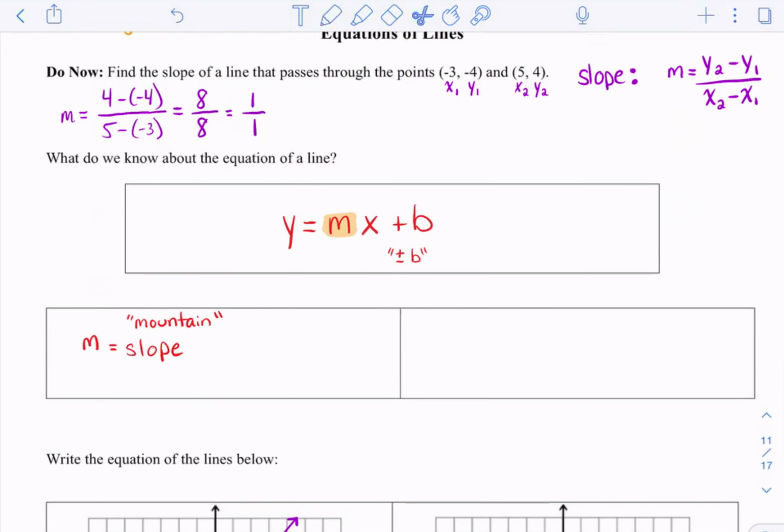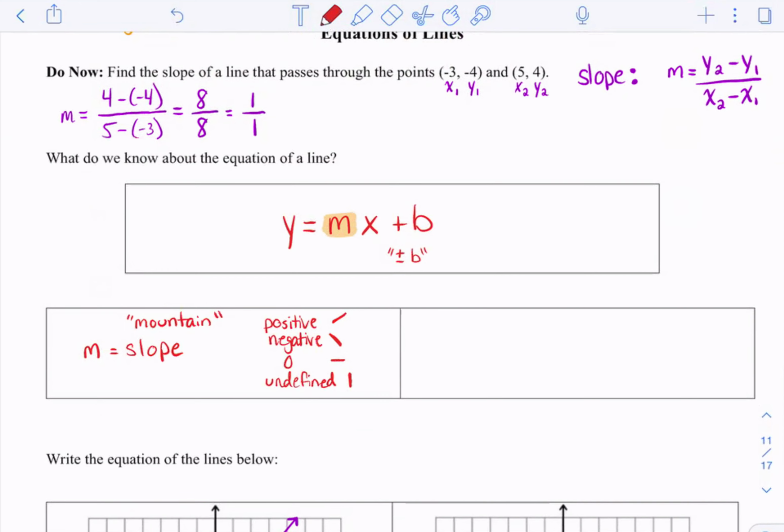We've discussed different types of slopes. We have positive slopes, negative slopes, undefined slopes, and zero slopes. It's just how the lines lean, like a mountain. Remember, zero slope is flat, it's no fun. Undefined is straight up and down vertically.